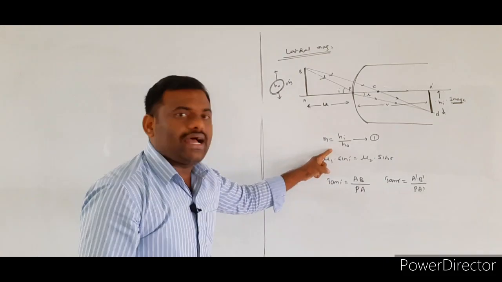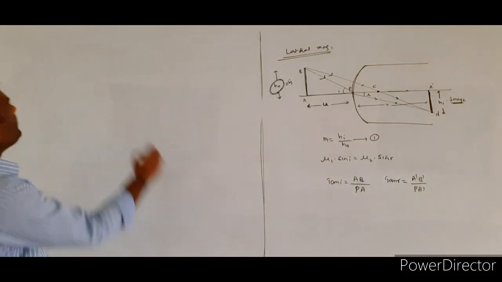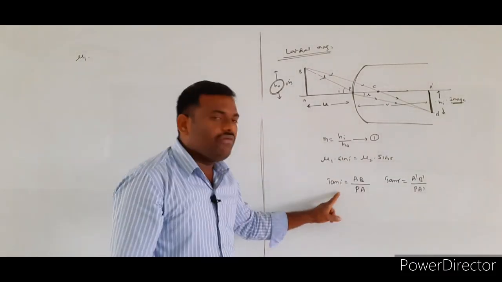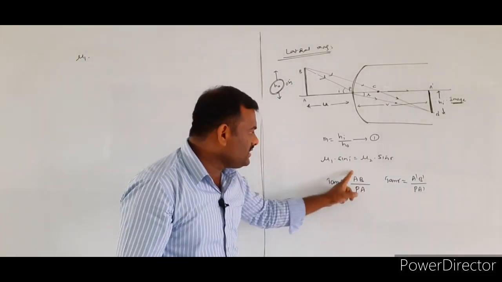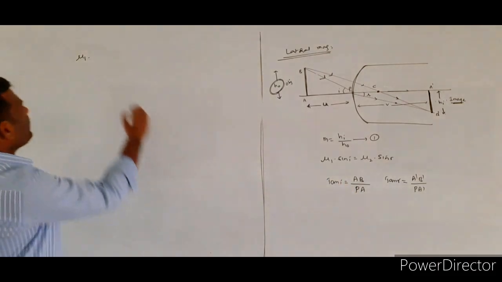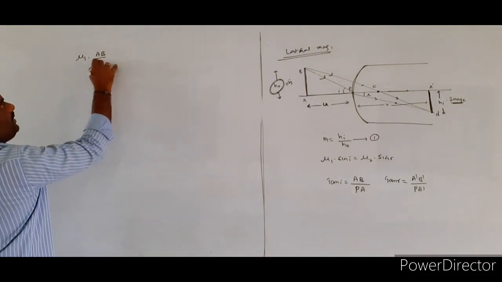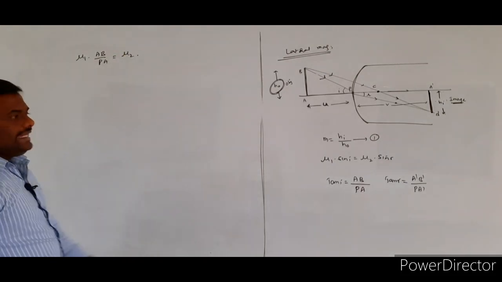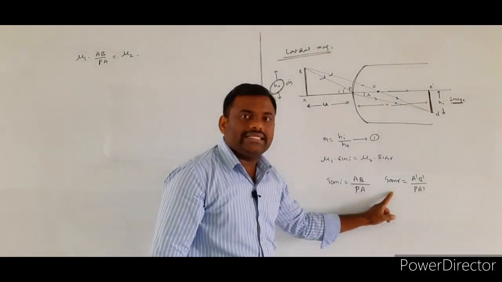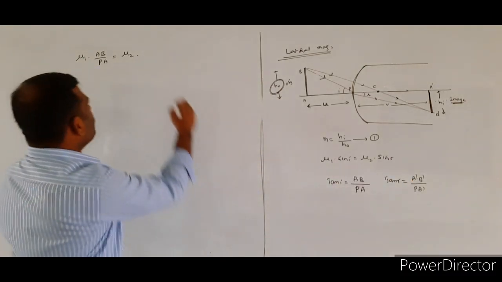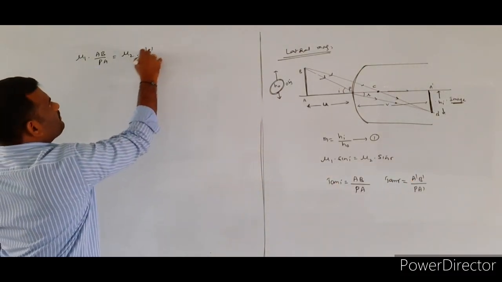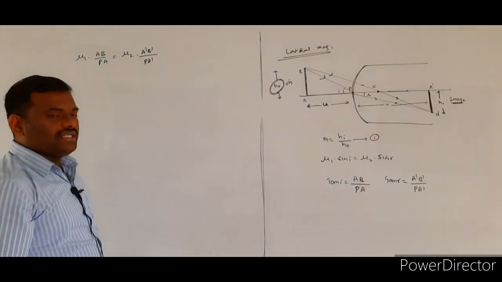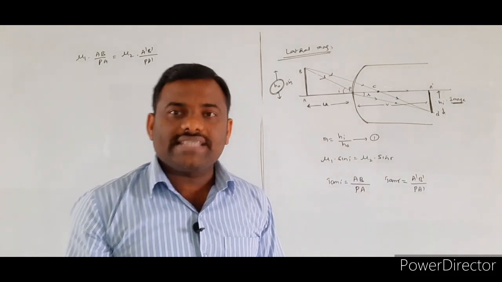Now we will substitute these values in the given equation. Mu1 into, in the place of sin I, we write tan I, so that the value is equal to AB by PA. On the right side, refractive index mu2 into, in the place of sin R, I will write tan R, that is A dash B dash by P A dash. Again, we have to consider the sign conventions.